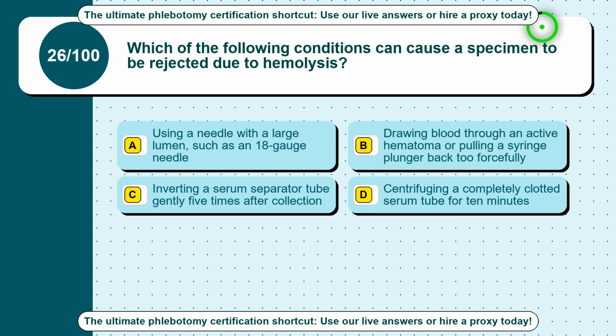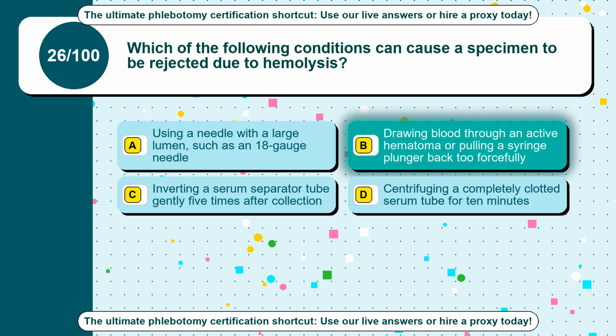Question 26. Which of the following conditions can cause a specimen to be rejected due to hemolysis? Option A, using a needle with a large lumen, such as an 18-gauge needle. Option B, drawing blood through an active hematoma or pulling a syringe plunger back too forcefully. Option C, inverting a serum separator tube gently 5 times after collection. Option D, centrifuging a completely clotted serum tube for 10 minutes.